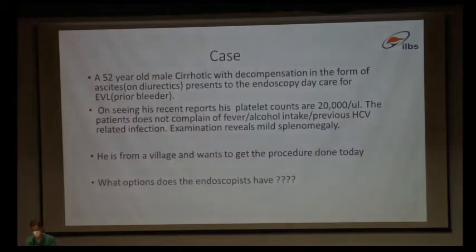So when I started this, I thought that we'll have a common case that we normally see. This is a 52-year-old male cirrhotic who presents to the endoscopy daycare and has a platelet count of 20,000 and has been asked to undergo an endoscopic band ligation. And now the patient wants to get it done as soon as possible. So what options does an endoscopist have while he is doing the procedure?